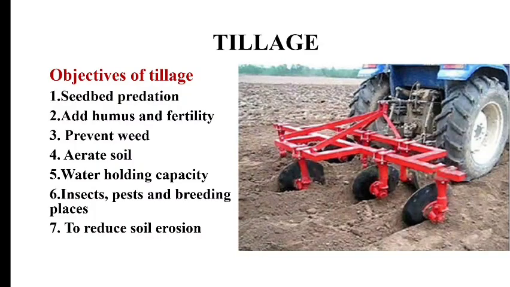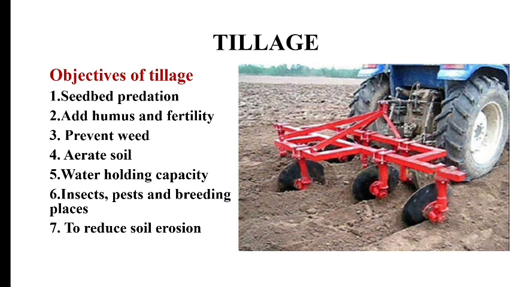Then we will come to tillage. Tillage is the mechanical manipulation of soil to provide favorable conditions for crop production. It enables the roots to penetrate and spread into the soil. So we can say that the operation of using a tool or implement to disturb the profile or surface of the soil is called tillage.